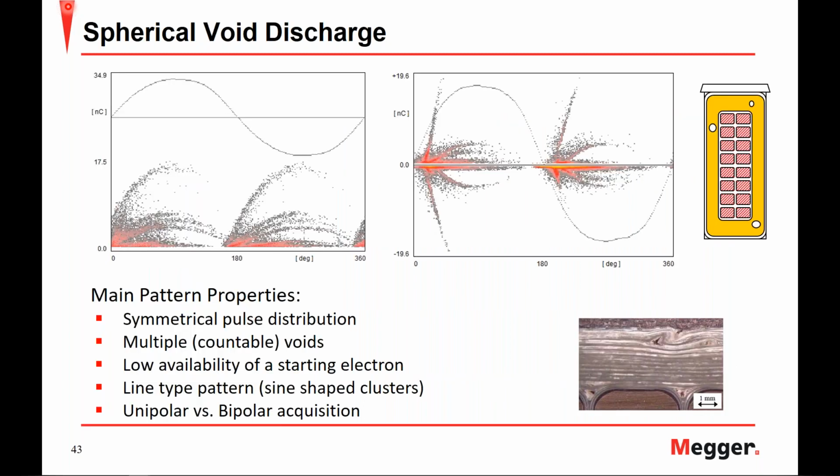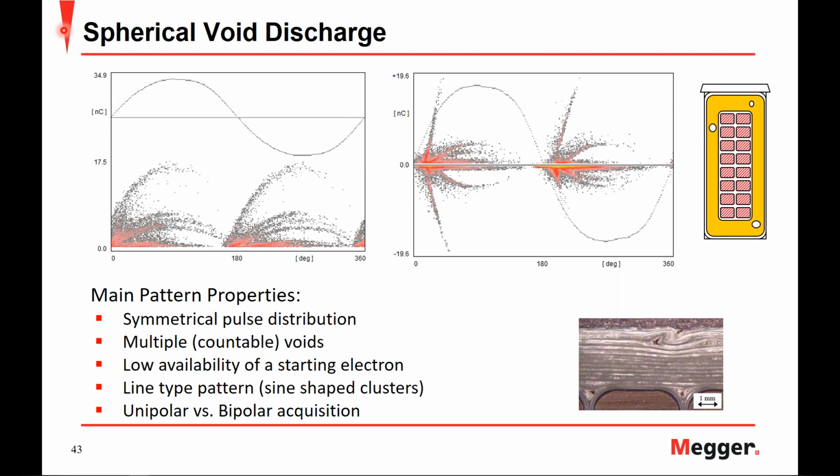Getting a more in-depth look at these discharges and looking at their phase-resolved partial discharge patterns, we can see here the typical pattern for a remaining spherical void or air pocket after the impregnation cycle. The symmetrical distribution tells us that there is no conductor involved in the discharge and that it is within the main bulk insulation, as we can see in the diagram to the right.